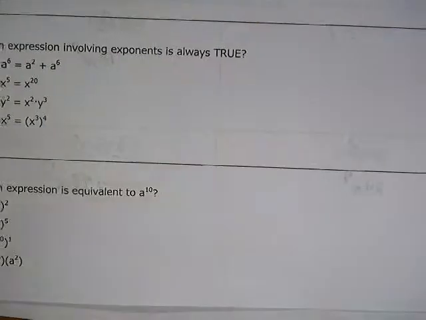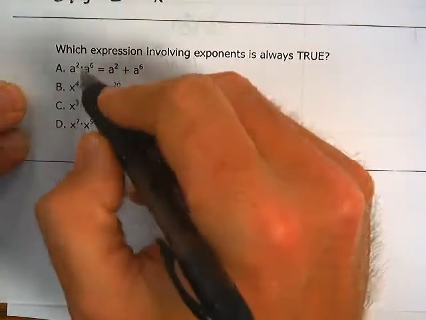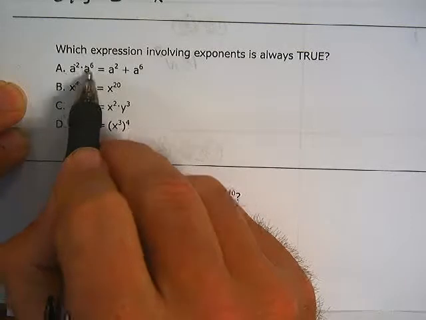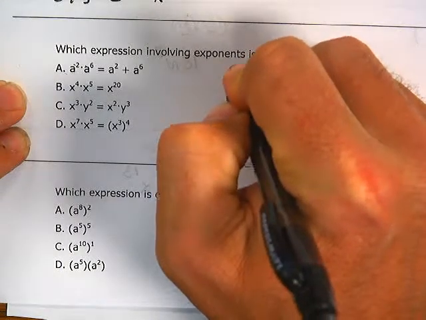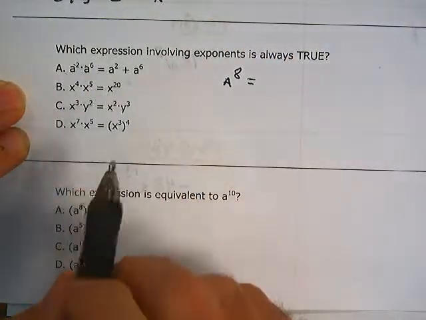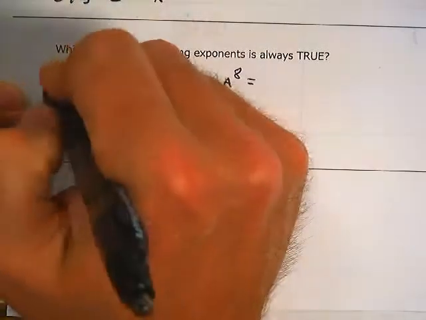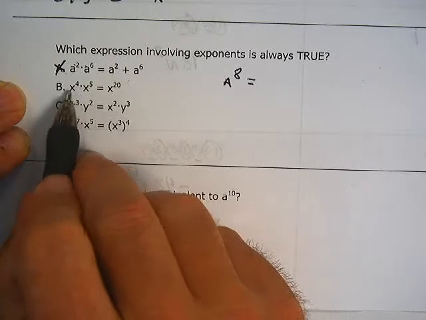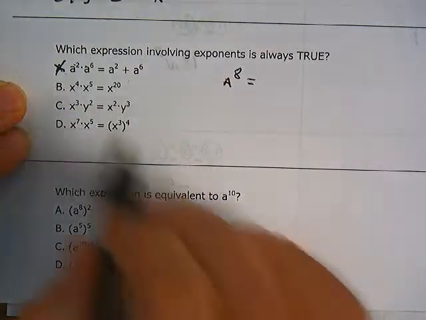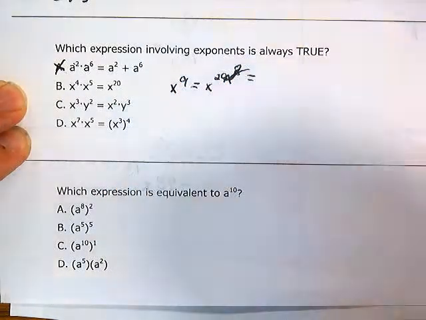What's always true? What I would do here is first find out what this side is. We have a to the 2nd times a to the 6th. Multiplying like bases, add the exponents. That's a to the 8th. Does a to the 8th equal this? Can we even add these together? No, they're not like terms, so this will not be true. Here, same rule. x to the 4th times x to the 5th, that's x to the 9th. Does x to the 9th always equal x to the 20th? No.